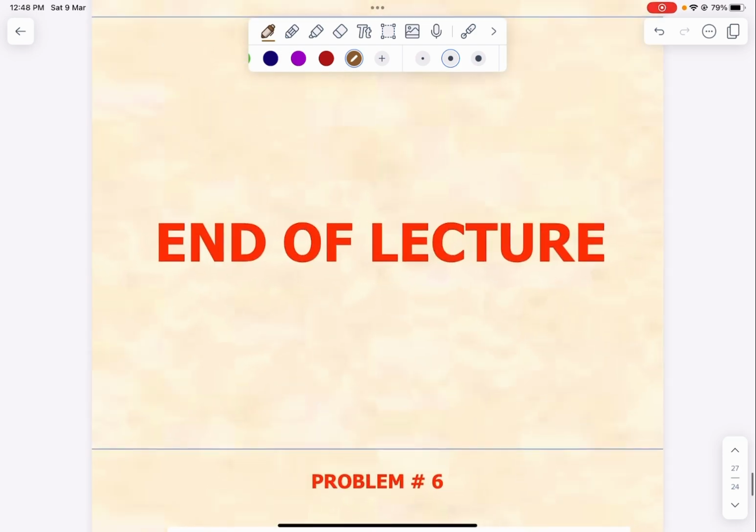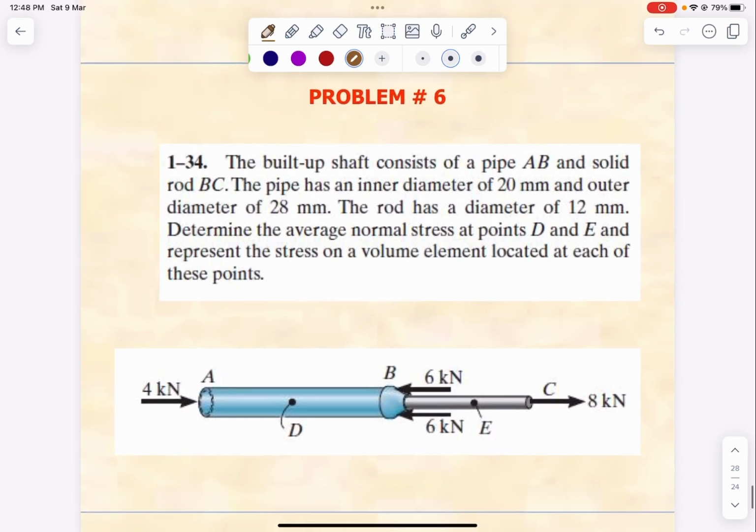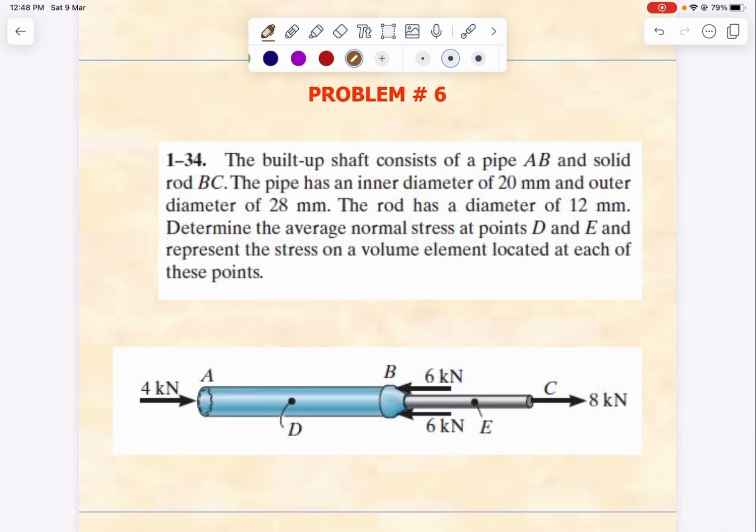And here we reached the end of the lecture. We just have one extra question. So let's have a look at it. The built-up shaft consists of a pipe AB and a solid rod, this one, CB. The pipe has an inner diameter of 20 and the outer diameter of 28. And the rod has diameter of 12 millimeter. Determine the average normal stress at point D and E and represent the stress on volume element located at each of these points.